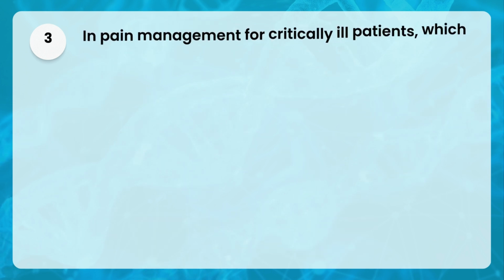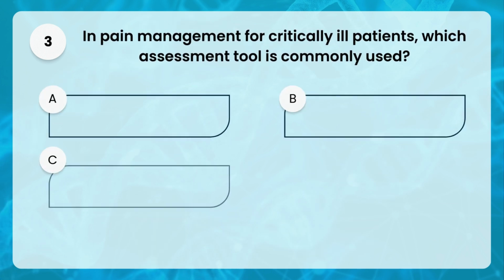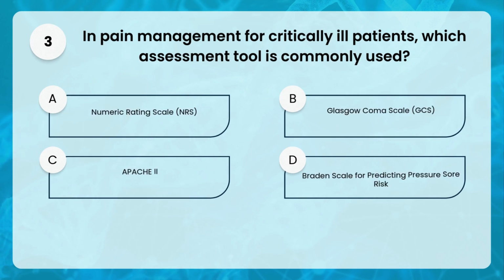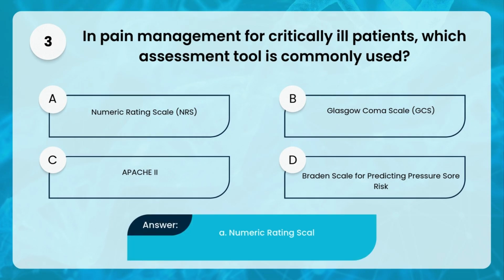Number 3. In pain management for critically ill patient, which assessment tool is commonly used? A. Numeric Rating Scale, NRS. B. Glasgow Coma Scale, GCS. C. APACHE II. Or D. Braden Scale for predicting pressure sore risk. The answer is A. Numeric Rating Scale, NRS.